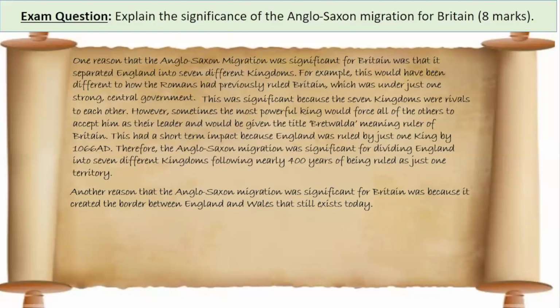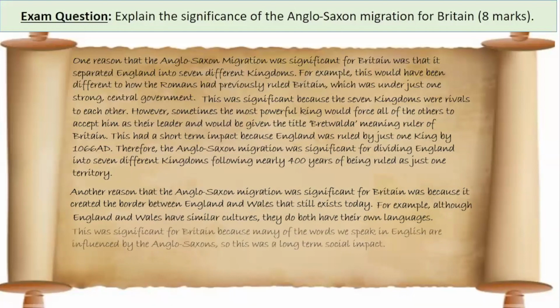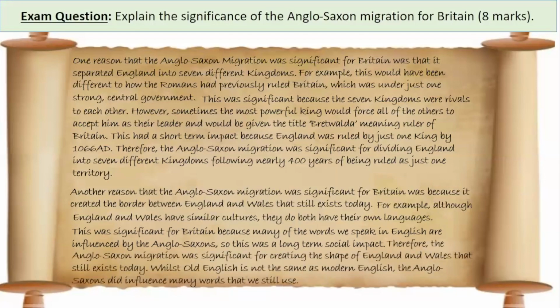For example, although England and Wales have similar cultures, they do both have their own languages. This was significant for Britain because many of the words we speak in English are influenced by the Anglo-Saxons, so this was a long-term social impact. Therefore, the Anglo-Saxon migration was significant for creating the shape of England and Wales that still exists today. Whilst Old English is not the same as modern English, the Anglo-Saxons did influence many words that we still use.